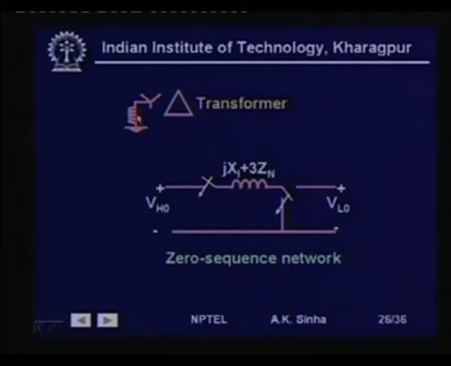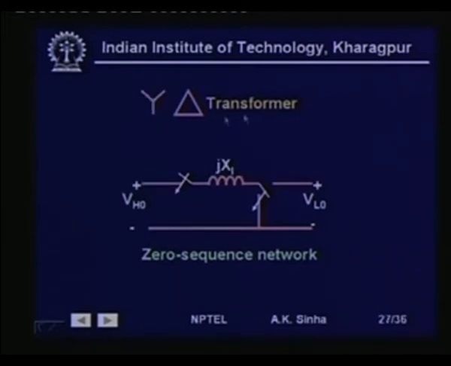Now if we look at the star grounded delta connection for the transformer, this is grounded, which means zero sequence current can flow. So this is connected, and this is delta, which means it can flow in the winding, but it cannot go out. So it cannot go out means this side is open, but it can flow in the winding, so it is connected to the reference. So the connection is like this.